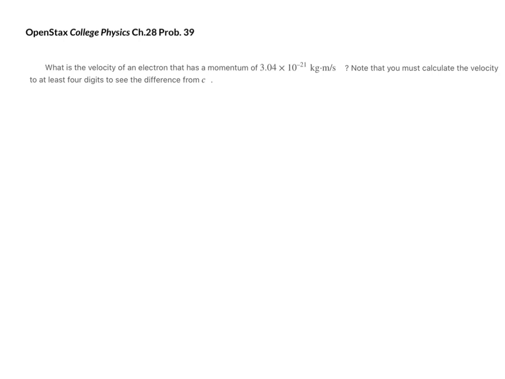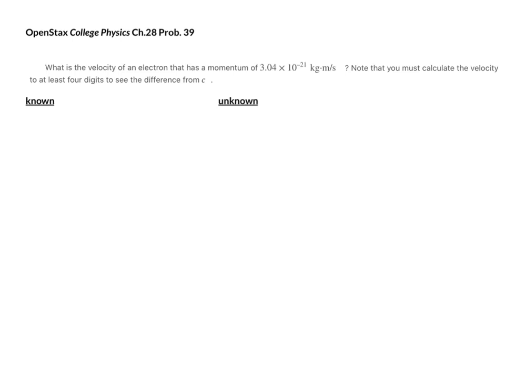Let's look at problem 39 from OpenStax College Physics, chapter 28. So the problem says, what is the velocity of an electron that has a momentum of 3.04 times 10 to the negative 21 kilogram meters per second? Note that you must calculate the velocity to at least 4 digits to see the difference from c.